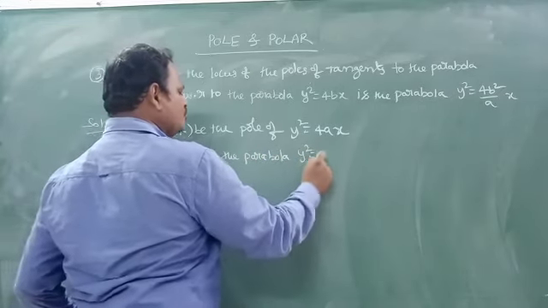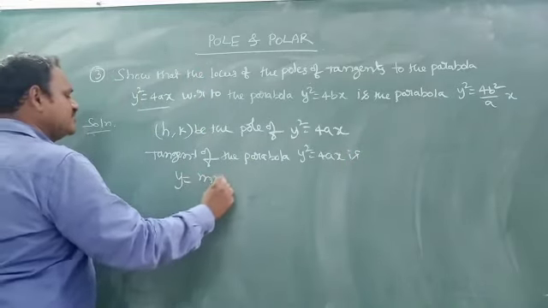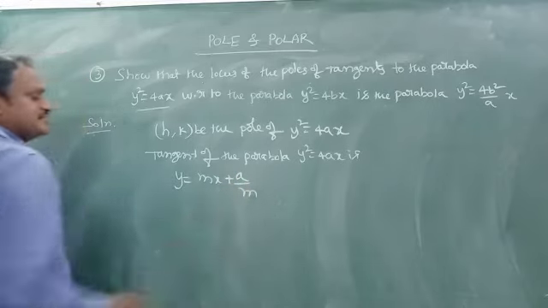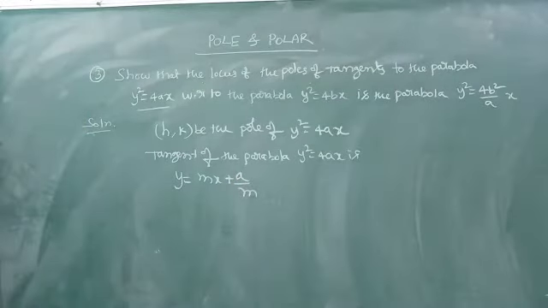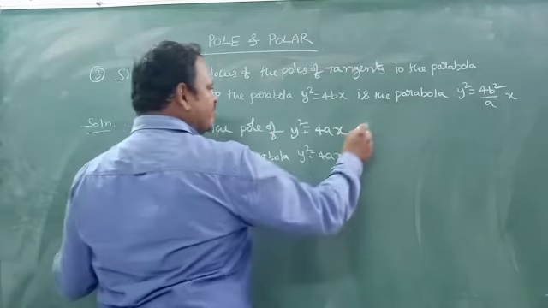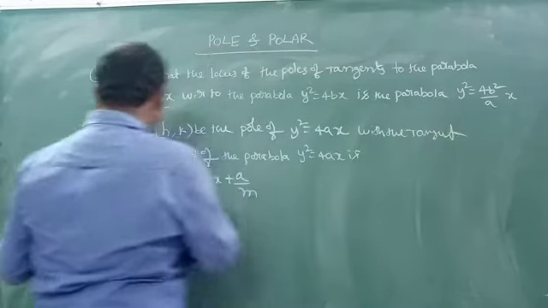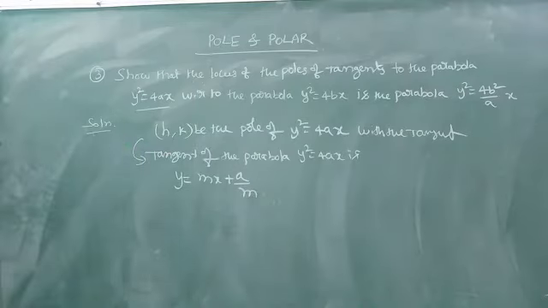y square is equal to 4ax: the general equation is y is equal to mx plus a by m. The tangent of the parabola y square is equal to 4ax is y is equal to mx plus a by m, which is the equation of any tangent to the parabola. And we said that h comma k is the pole of this, with the tangent as this one, right, my dear students?